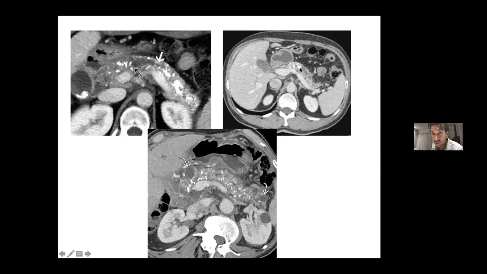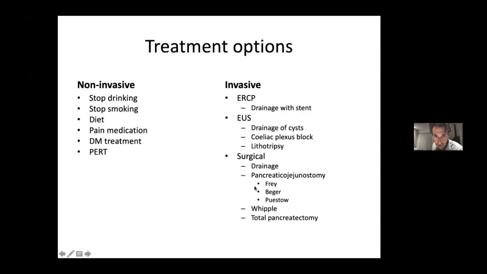And again here you can see obstructing stones with upstream duct dilatation and a very atrophic pancreas which sits there. And this is a pancreas with calcifications throughout, and pancreatic pseudocysts that they had in the tail.